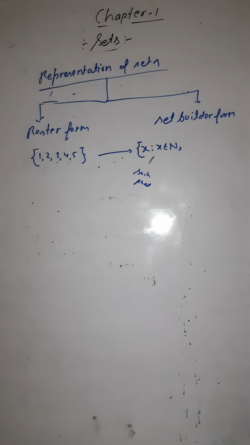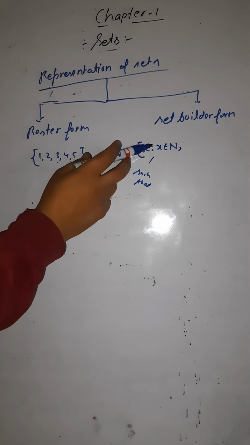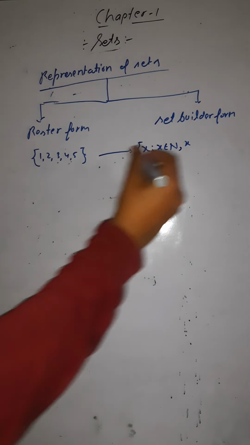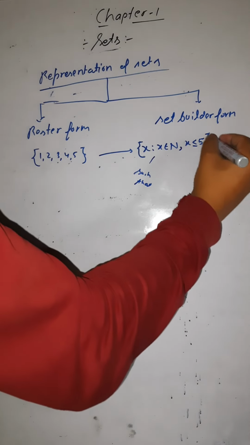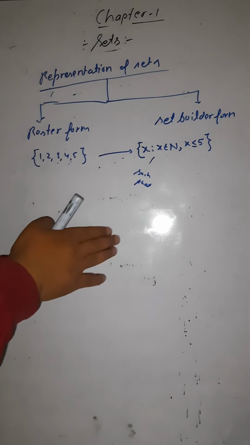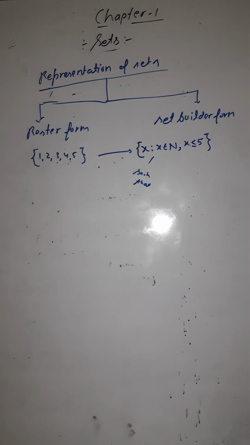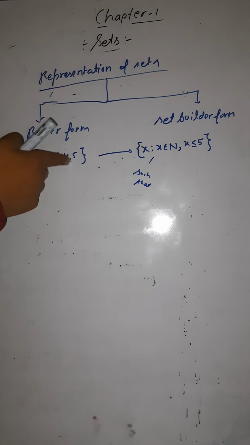Here in this set we have the elements x such that x belongs to natural numbers, where x is less than or equal to 5. Are you getting this? Where x is less than or equal to 5 means x can be 5 and less than 5 also. All the natural numbers which are less than or equal to 5 form the given set here: 1, 2, 3, 4, 5.